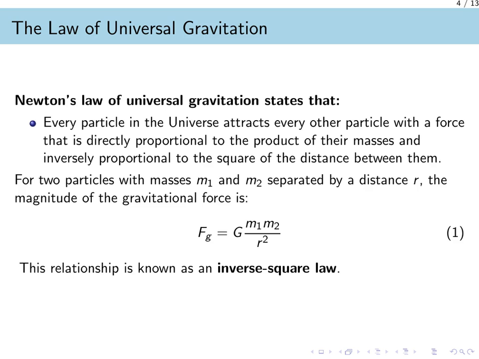We can express this relationship mathematically. The magnitude of the gravitational force, F sub g, is equal to a constant, capital G, multiplied by the fraction m1 times m2 over r squared. Because the force depends on 1 over the distance squared, this relationship is called an inverse square law. For example, if you were to double the distance between two objects, the gravitational force between them would drop to 1/4 of its original value. The essential idea is that gravity is a universal force whose strength is determined by the masses of the objects and the distance separating them.